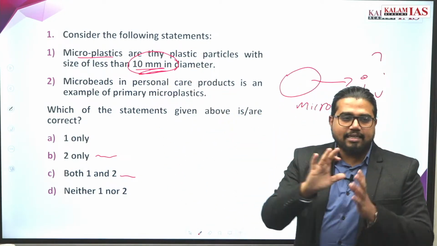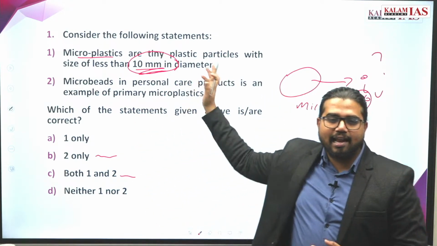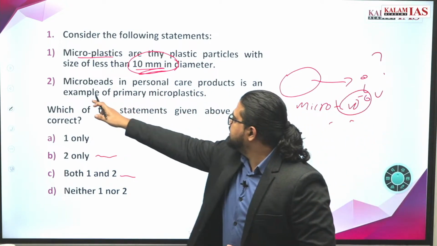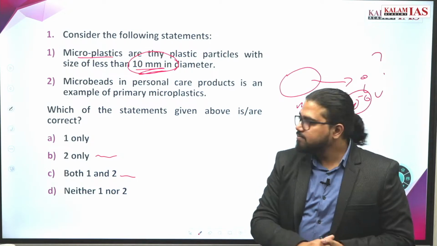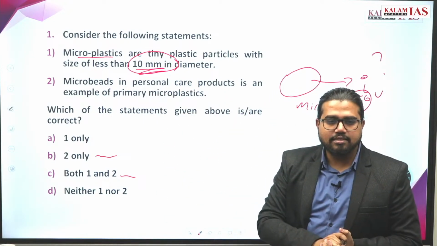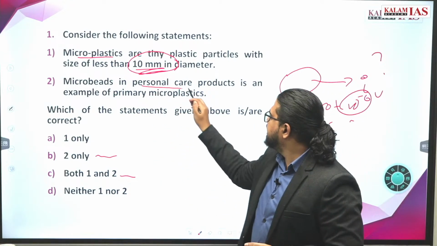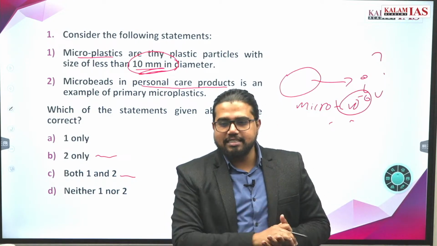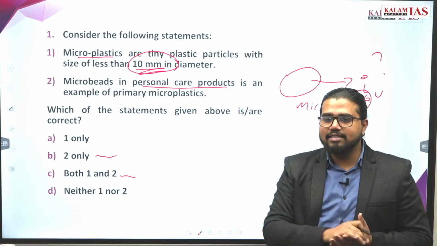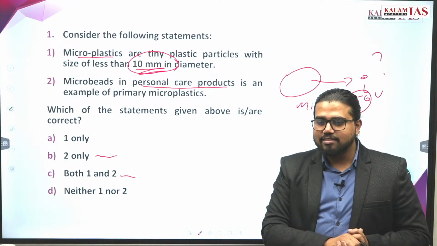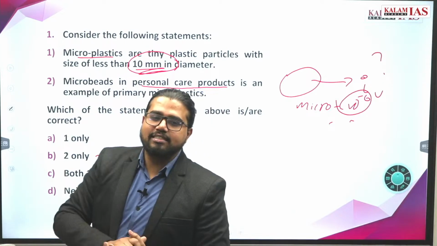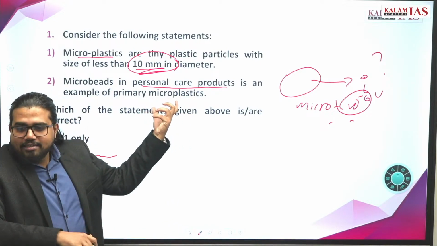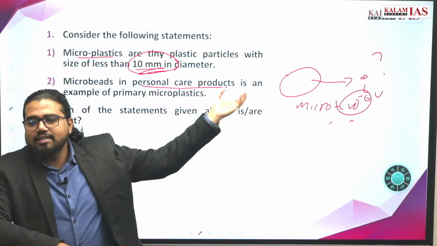So whenever you see data in the statements, at least you should think that it can go wrong. What is the next statement? Microbeads in personal care products is an example of primary microplastics. Now what are the key takeaways in this? One is personal care products. Some countries have banned even the sunscreen used on beaches. You have read that news. Why have they banned this sunscreen? Which country? Remember it? Leave it. Why have they banned this sunscreen? It's a personal care product. It's not just chemical. It contains microplastic and it is polluting the oceans.